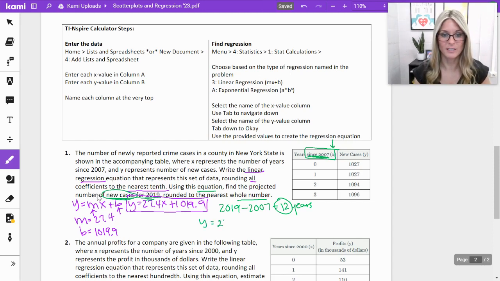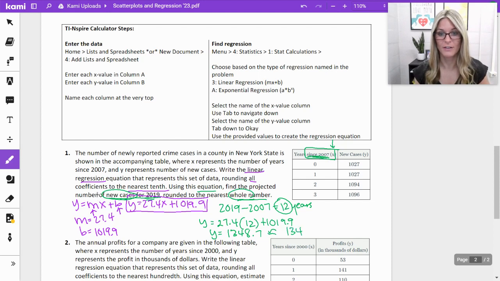So y equals, into my equation, 27.4 times 12 plus 1019.9. Plug it in your calculator, and we are going to get y equals about 1348.7. Rounding to the nearest whole number, 7 says round up, so we're going to have 1,349 cases. Okay, so you got two steps going on here.